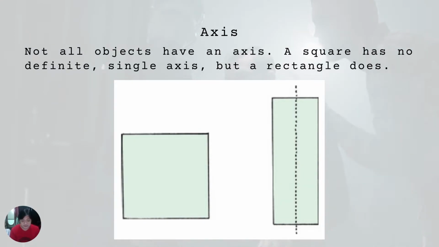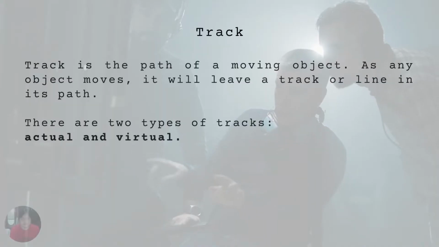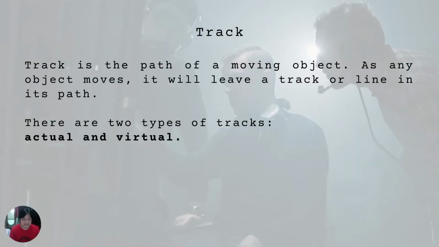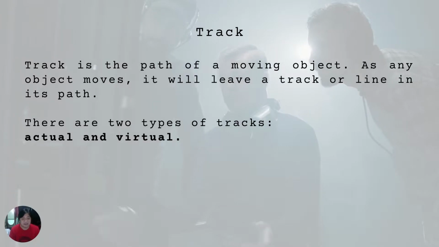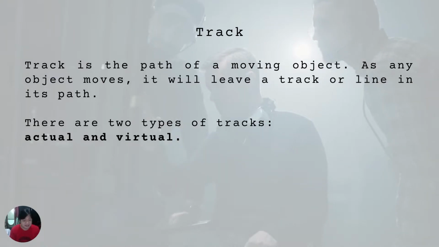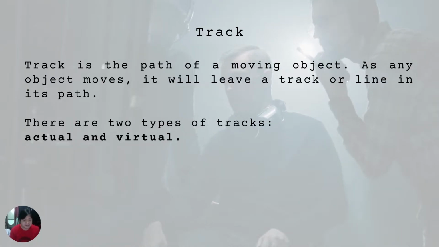Now, the next that we're going to talk about is track. Track is the path of a moving object. As any object moves, it will leave a track or line on its path. Now, there are two types of path. You have actual and you have virtual path.